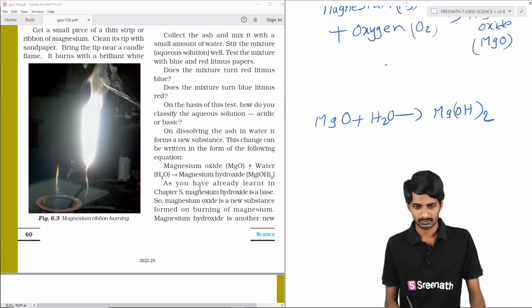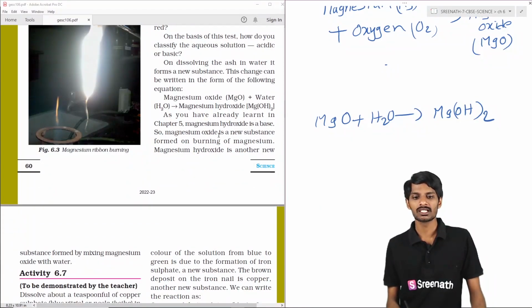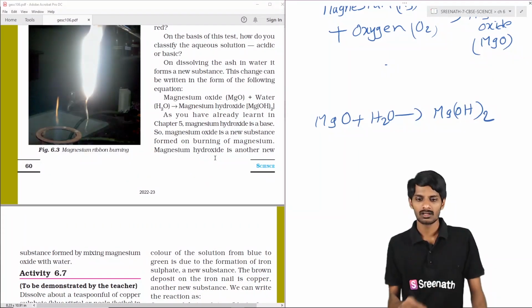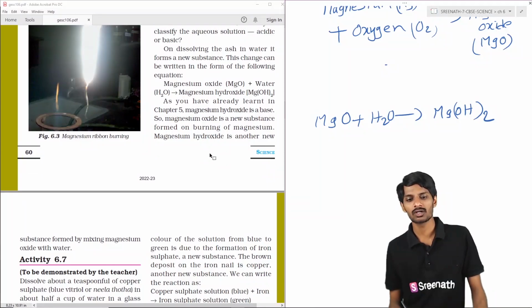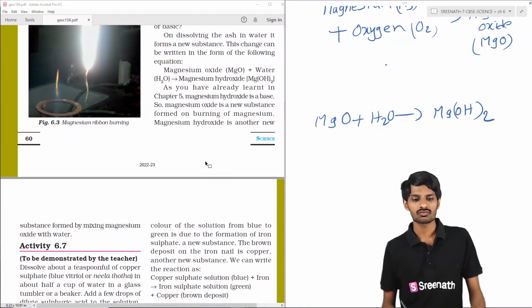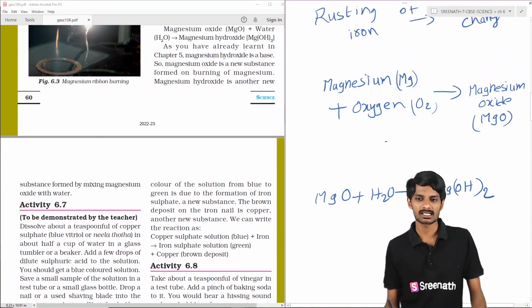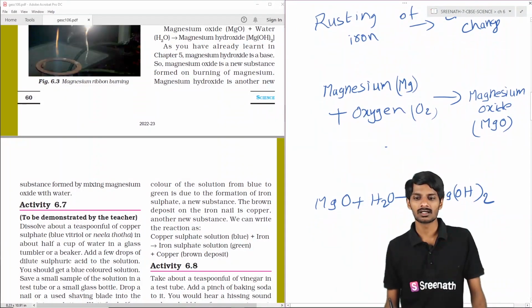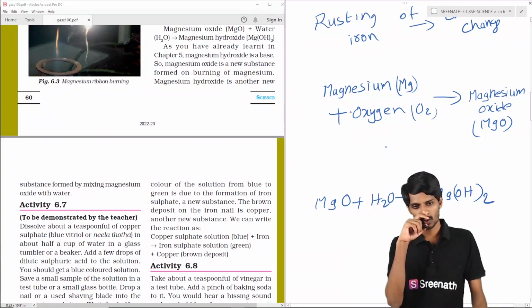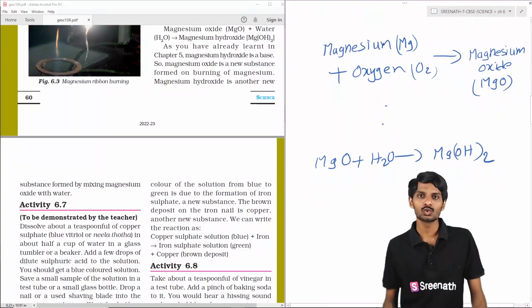Here the magnesium oxide is a new substance. Okay students, and magnesium hydroxide is also a new substance. So finally what we can conclude, students, is that in this burning of magnesium, we are getting two different new substances, and we can't get back the original magnesium.